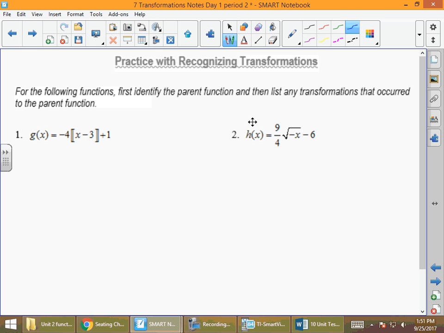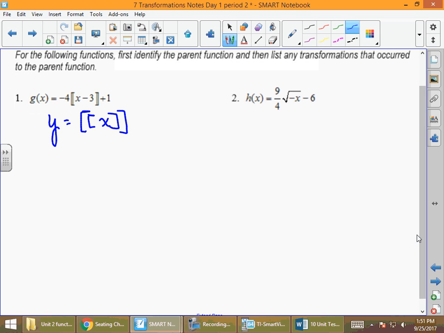Well, the first function here, in terms of parent function, is the step function, the greatest integer function. The inspirers call it the floor function. It's got the square brackets around the x. And there's actually 4 transformations that are happening on this equation. And I don't know if this will help or not, but I'm going to try.